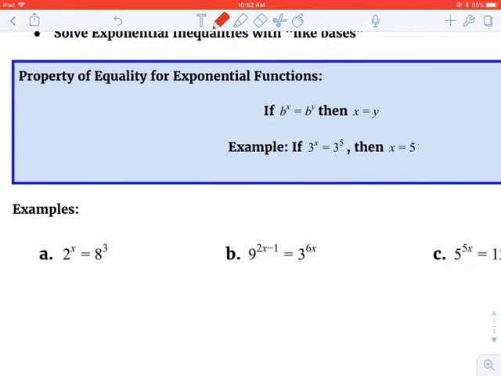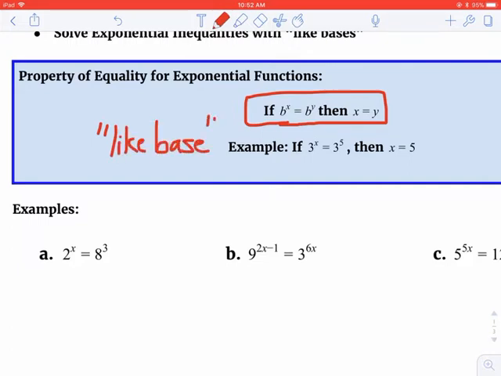If b to the x power equals b to the y power, then x equals y. So notice if they have what we call a like base, they both have the same base, then we're allowed to sort of cancel those out and set the exponents equal to each other. Another example would be if we have 3 to the x power equals 3 to the 5th power. We're allowed to cancel out the base because it's the same, and we would say that x is simply equal to 5. Alright, so let's look at these 3 more examples of this type of exponential equation.